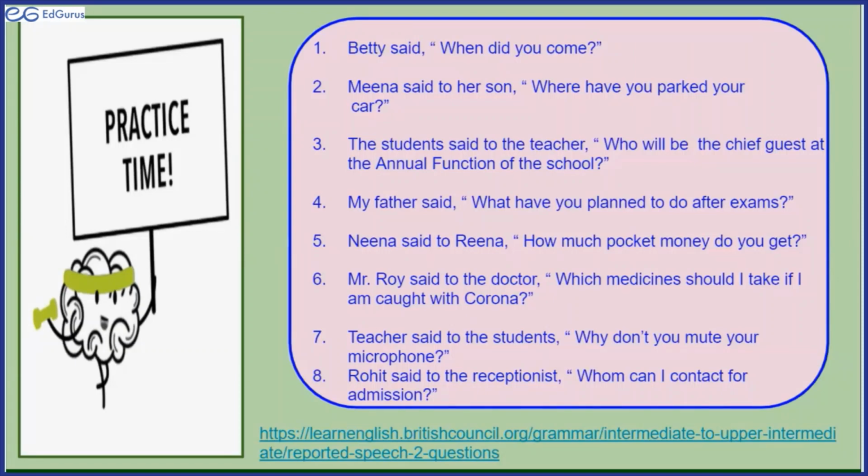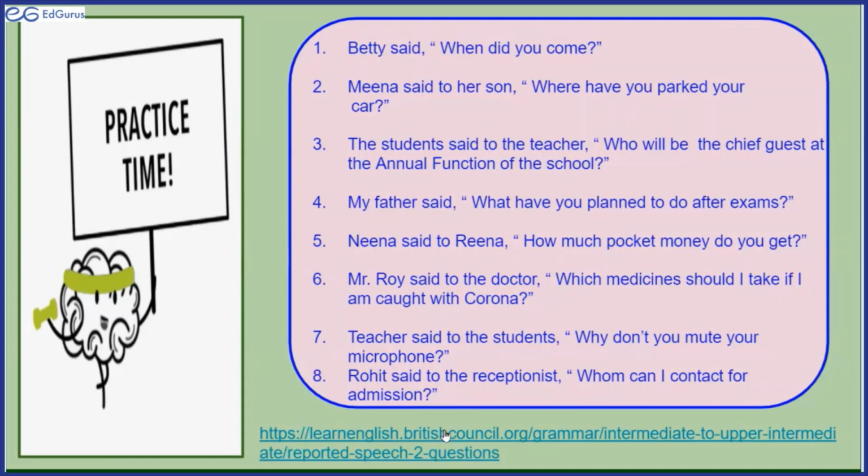Correct. Teacher said to the students, why don't you mute your microphone? Teacher asked the students why they didn't mute their microphone. Very good. Good going. Rohit said to the receptionist, whom can I contact for admission? Rohit asked the receptionist whom he could contact for admission. Yes, correct.